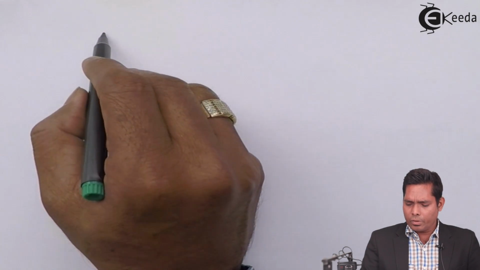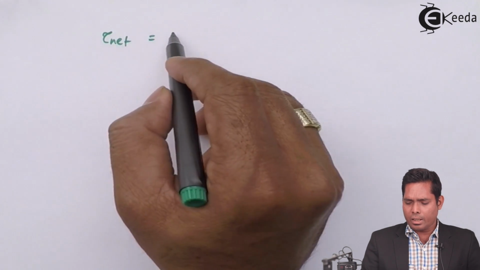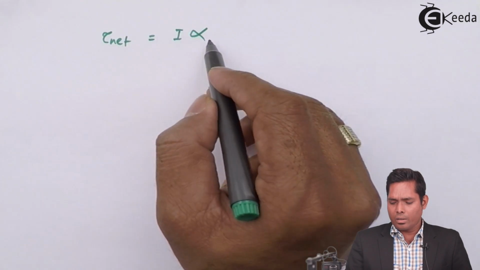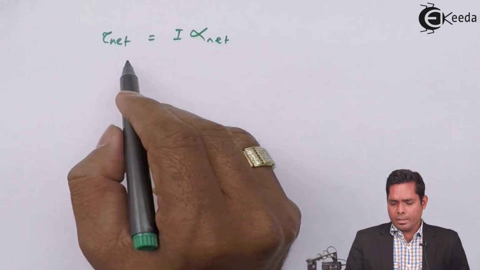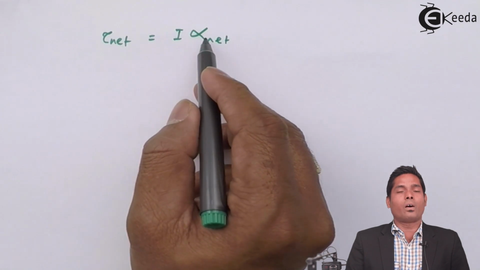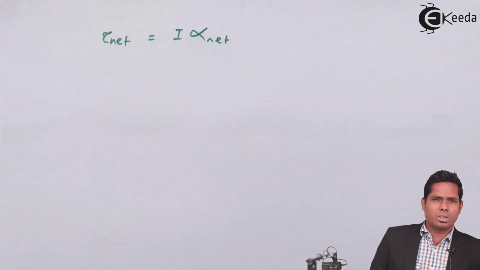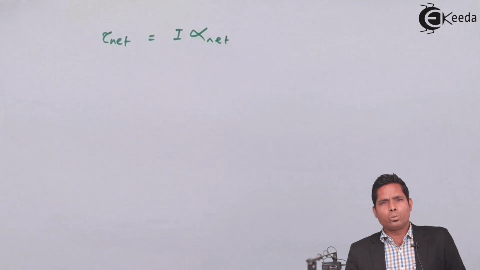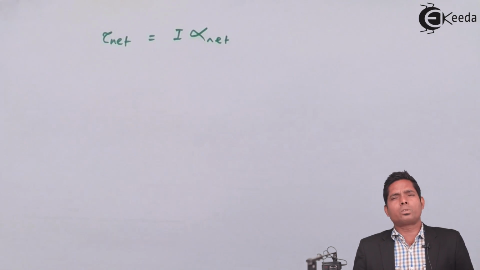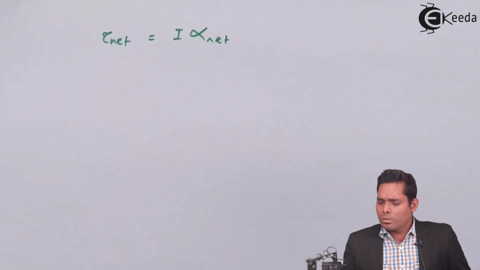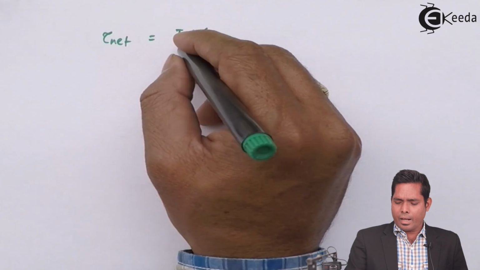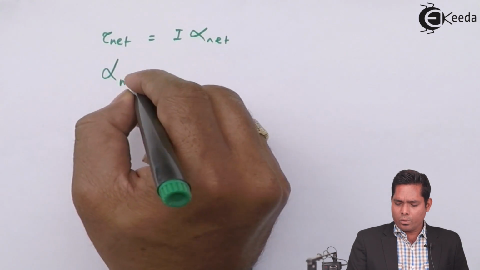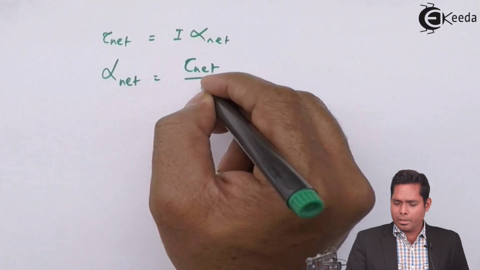Now that net torque, we already know that net torque is I alpha net. So we have to find that I to get alpha net, the angular acceleration that is produced due to the application of 3 simultaneous forces in such fashion. So we have to find alpha net. To find alpha net, we have to find I. So alpha net equals total net torque acting divided by the moment of inertia.